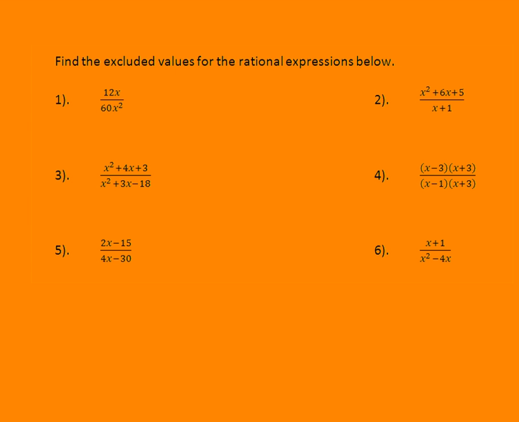And all that means when you have excluded values, that just means you set your denominator equal to 0. So all I'm going to do for all these is just set my denominator equal to 0. So 60x squared equals 0, divide both sides by 60, and I get x squared equals 0. That means my excluded value is just x equals 0.